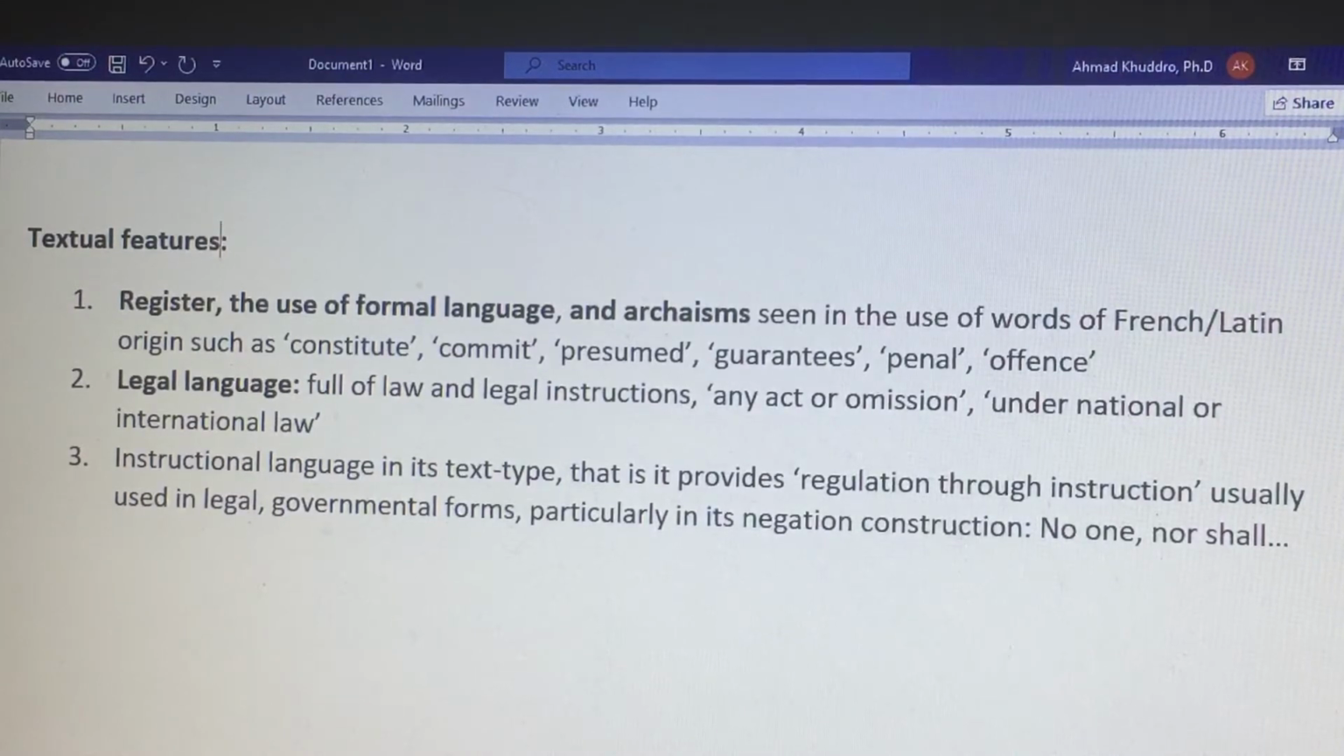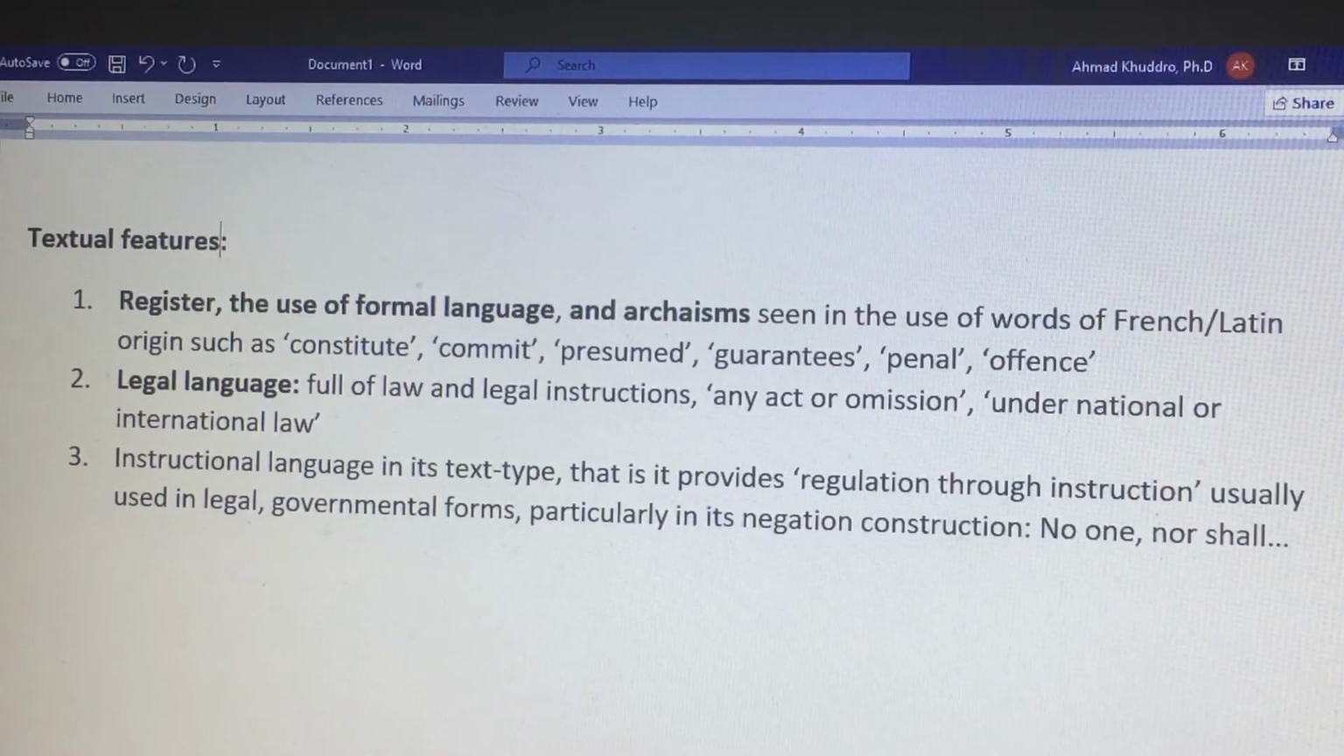And there is number 2, the legal language, which is full of law and legal instructions. Any act or omission. Sometimes act means law, and also under national or international law. In other words, it's under the national law of that country or under the international law in general outside that country. That is applied internationally, the law that's used by, for example, the criminal justice court in The Hague.